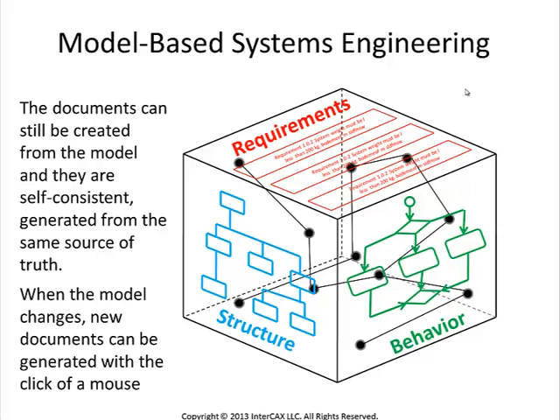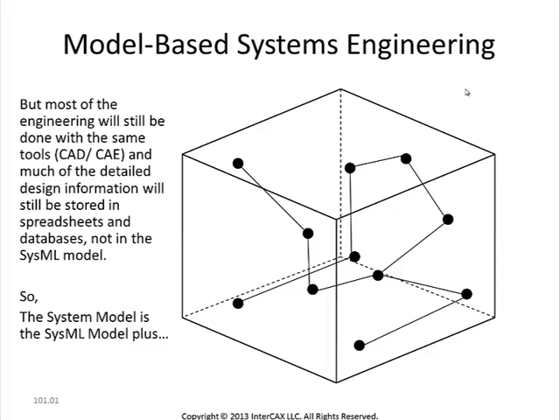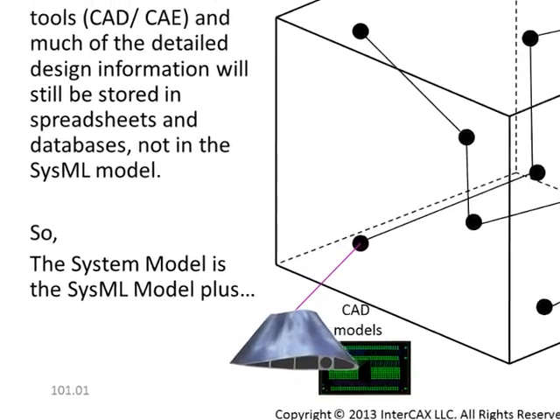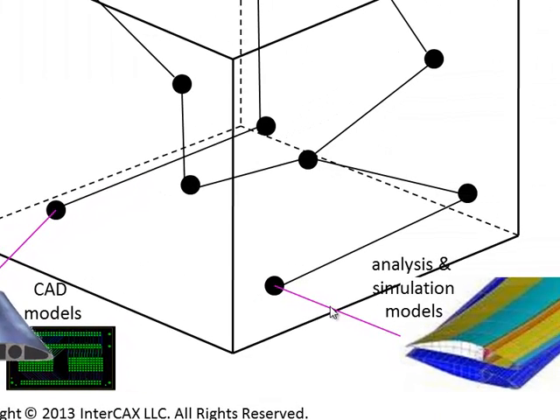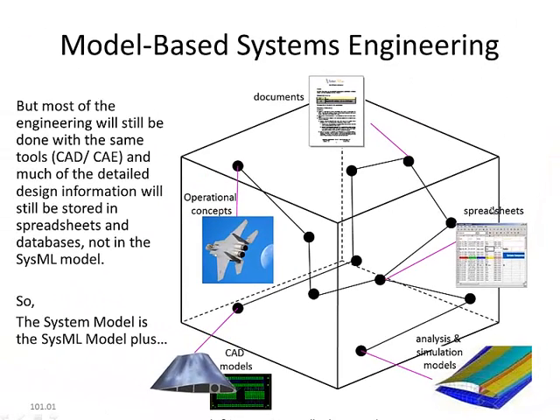Now, SysML is a means for creating such a system model, but it is only part of the story, because each of the nodes of this network are linked to other tools, other models. For example, structural elements might be linked to CAD models, behavior elements might be linked to simulation models, or spreadsheets, or documents, or graphics. In other words, the total system model is the SysML model plus all of these other tools and models.